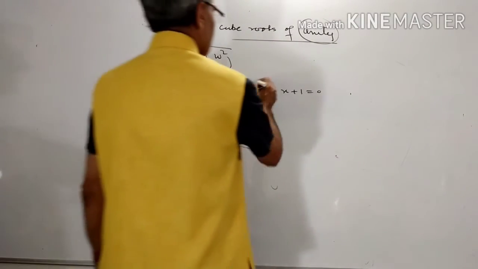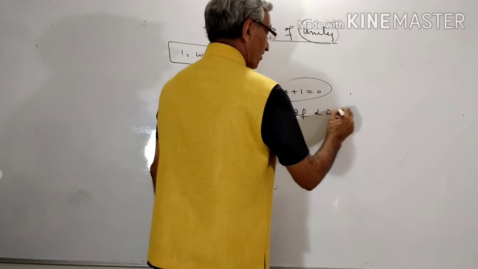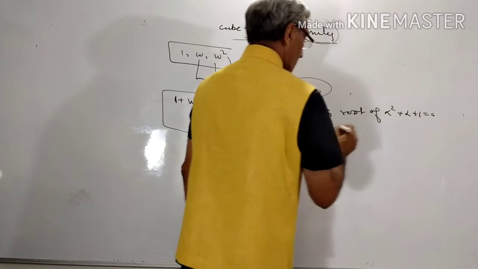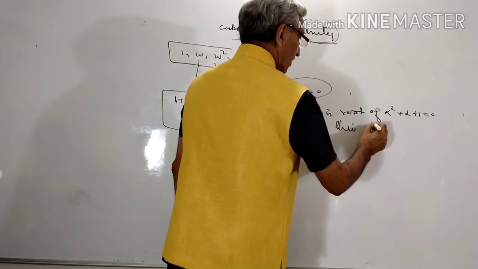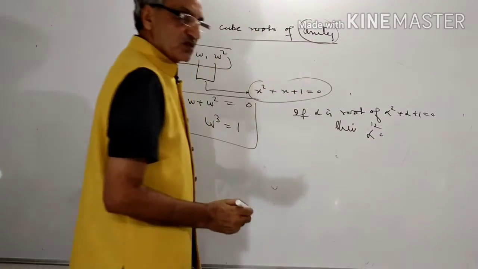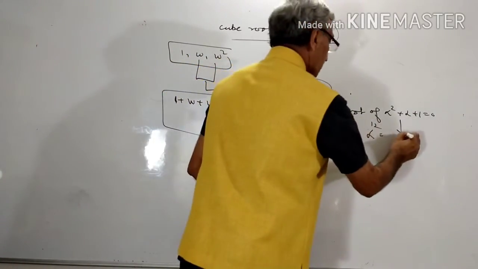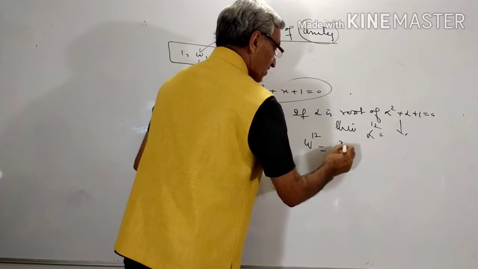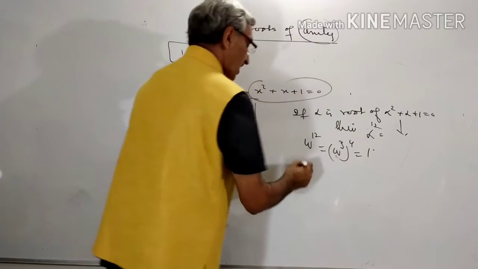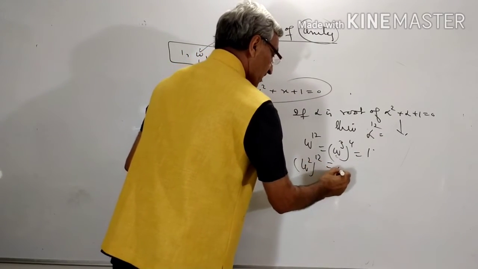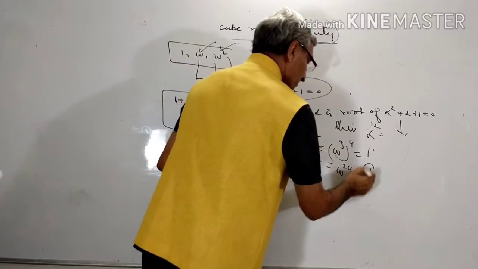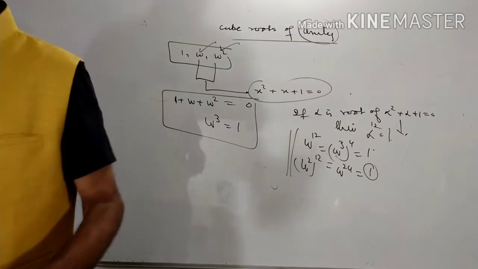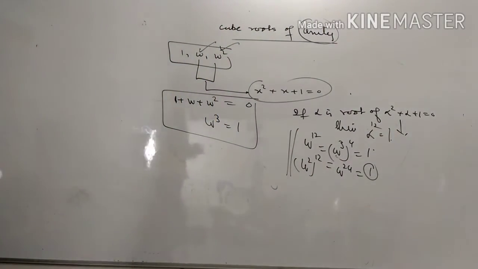Questions are asked like this: if alpha is the root of the equation alpha square plus alpha plus 1 is equal to 0, then find the value of alpha raised to power 12. So this root can be omega or omega square. What is omega raised to power 12? Omega 12 is equal to 1. If it is omega square, it doesn't matter, it is omega 24, which is again equal to 1. Whatever it is, the answer is equal to 1. This is the type of question asked, where alpha is a root of the given equation and you find the answer.